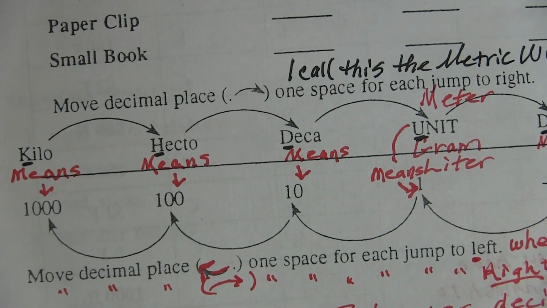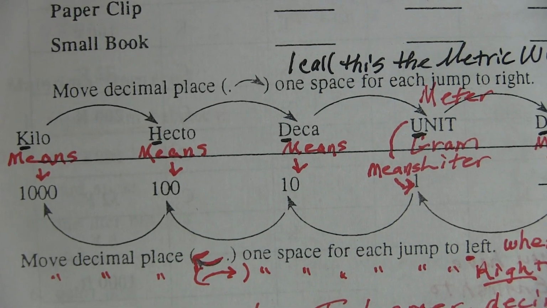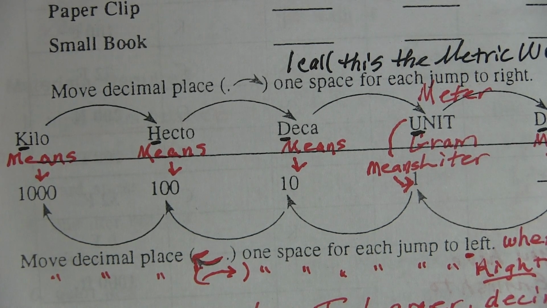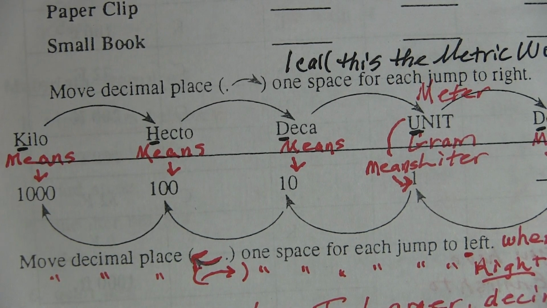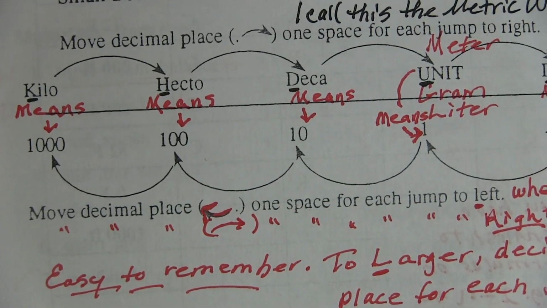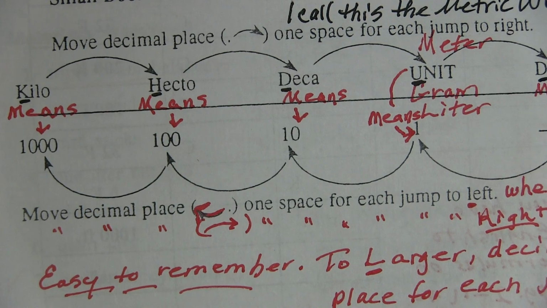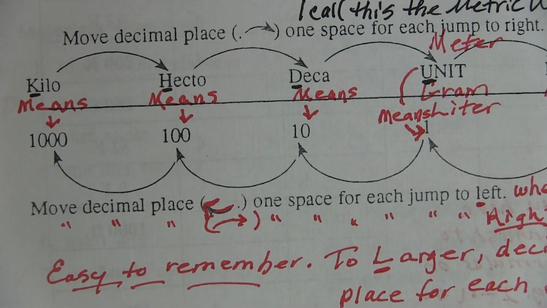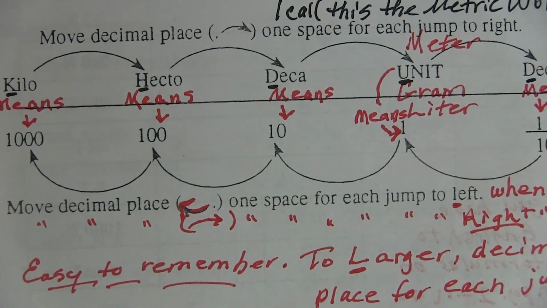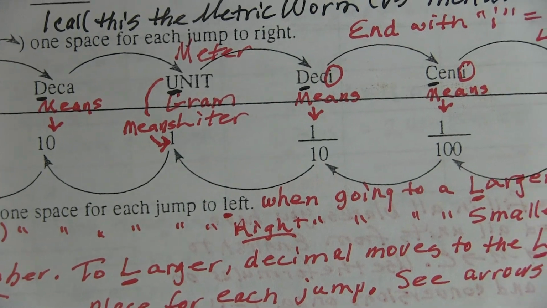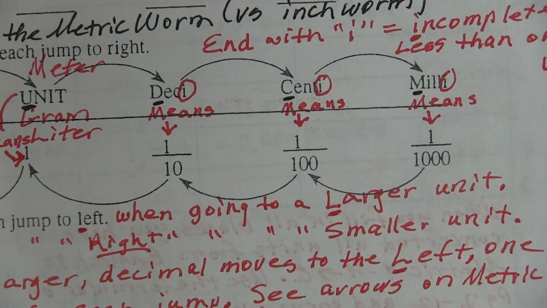So here's my metric worm, and notice the direction those arrows are going. And once you get this, you can convert metric system on your fingers, in your head. And here's the key to it. And I'm going to hit it at a couple of different places here. So read along with me here. This is how it works. Move decimal place one space for each jump to the left when going to a larger unit.